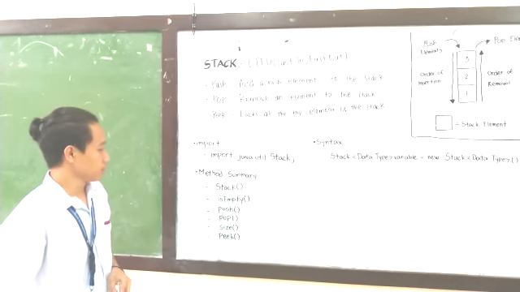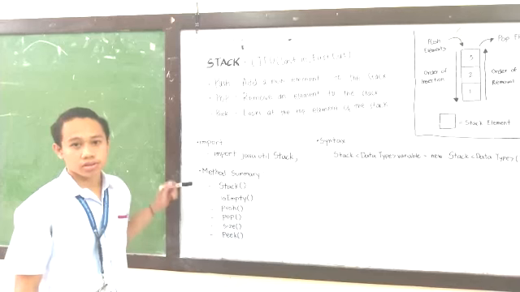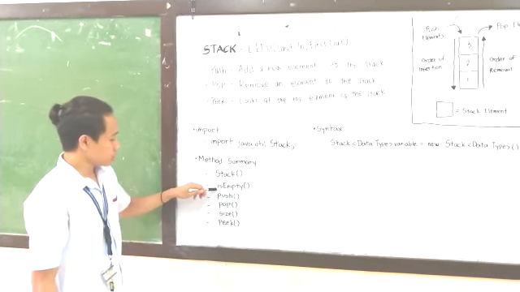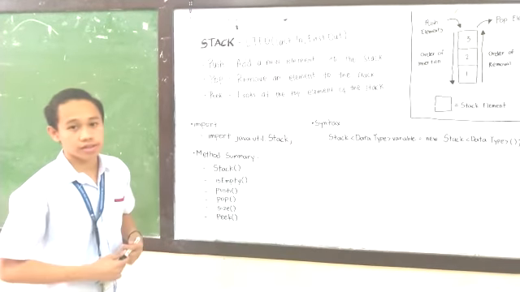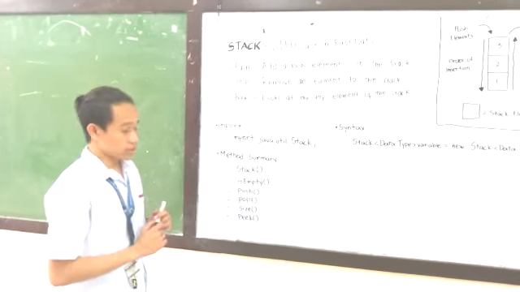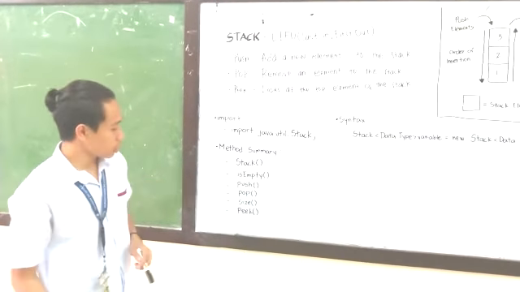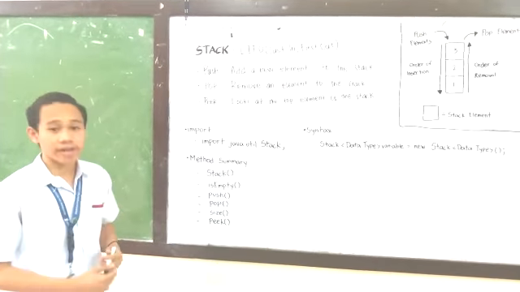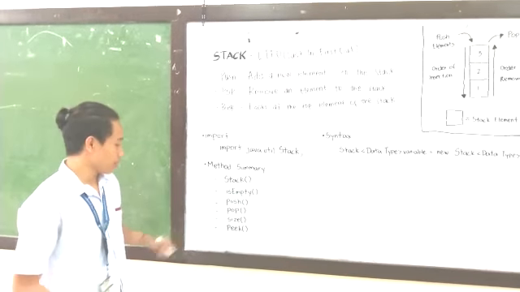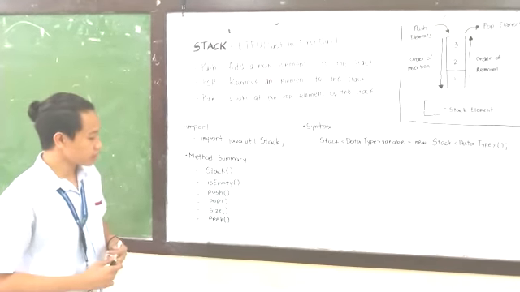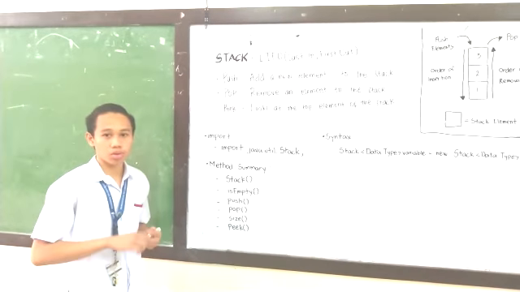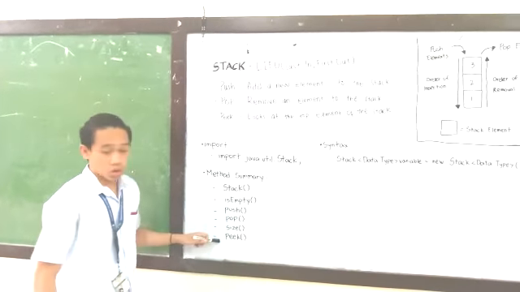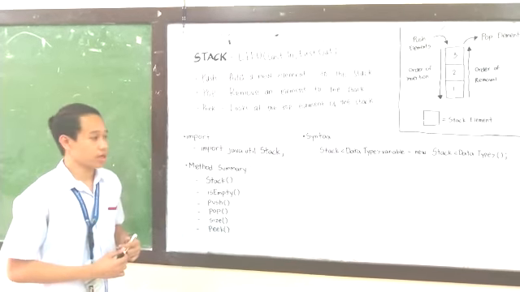So, the method summary. Stack, with empty open and close parentheses, creates an empty stack. Then push, with open and close parentheses, is if you're going to add an element. Then pop, open and close parentheses, is if you're going to remove an element. Then size, open and close parentheses, is to know the number of items inside the stack. Then peek, open and close parentheses, is to examine the top of the stack.